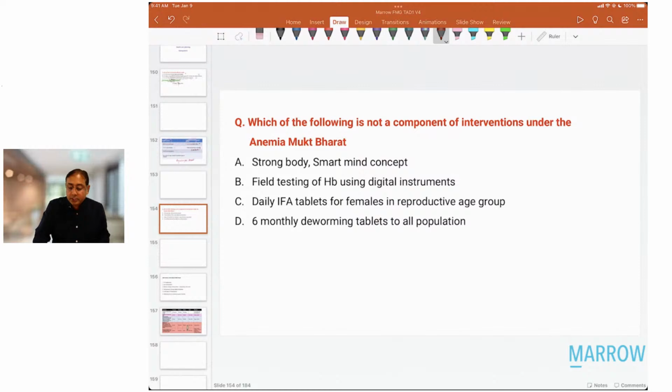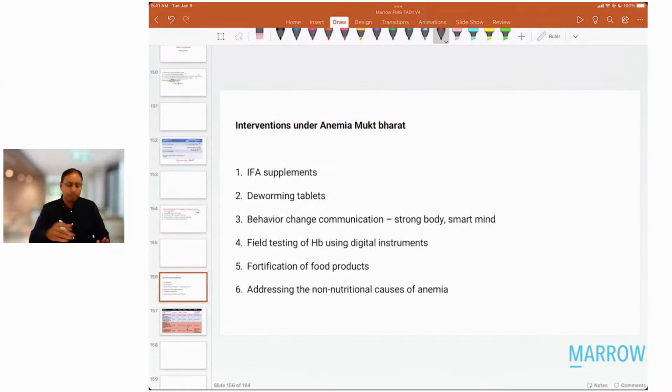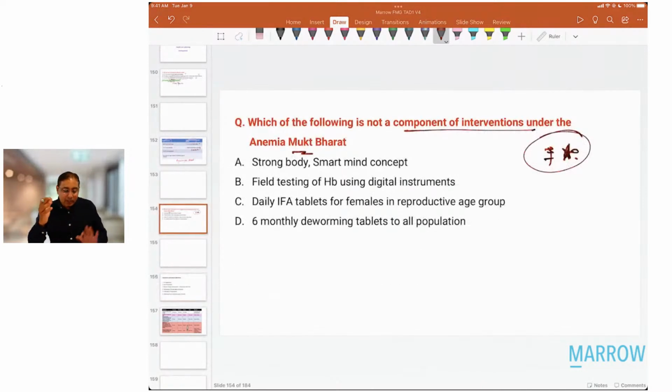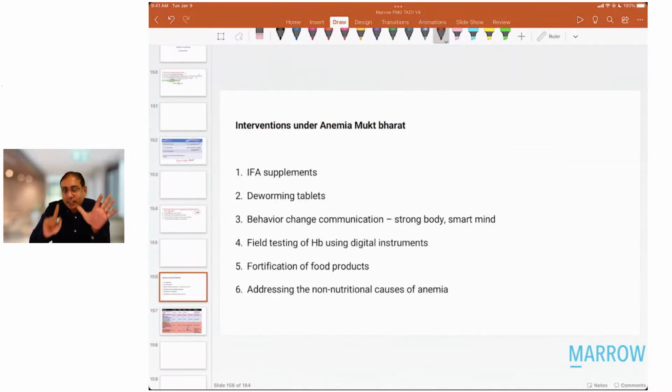Which of the following is not a component of intervention under the Anemia Mukt Bharat? This is again one MCQ which is a 7-star MCQ. It has been asked in every exam in the last 2-3 years. Anemia Mukt Bharat. Beta, before I go into the MCQ, in Anemia Mukt Bharat there are 6 interventions which you need to remember for your exam.